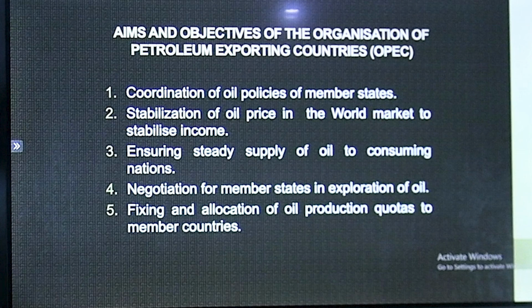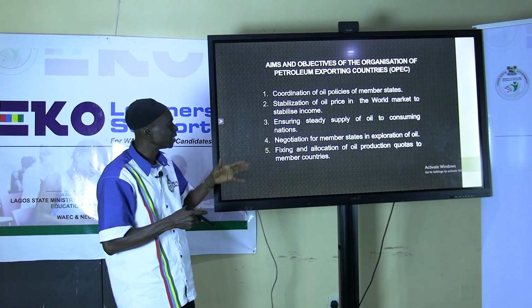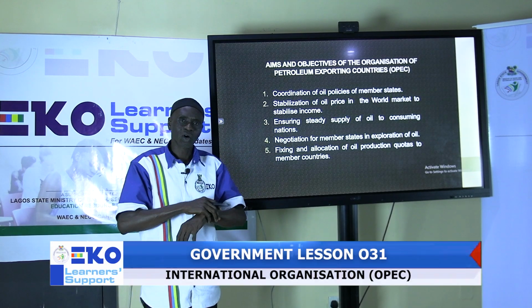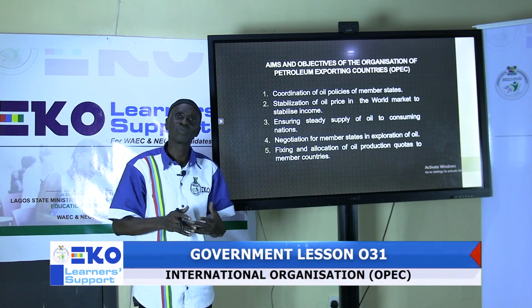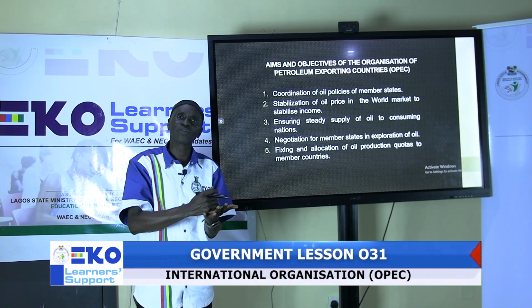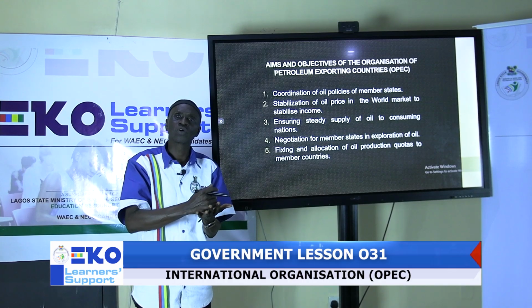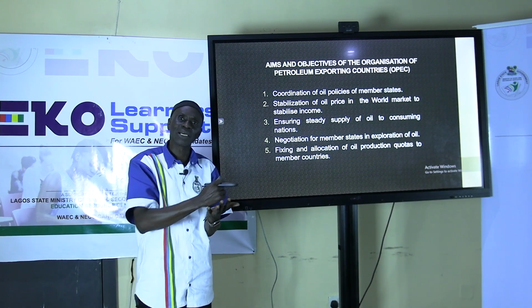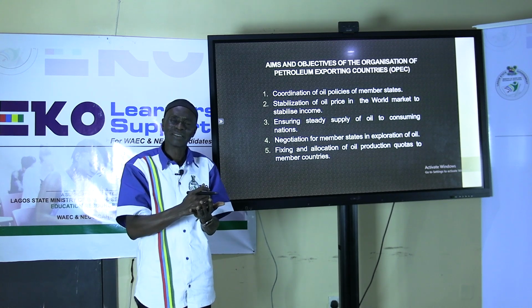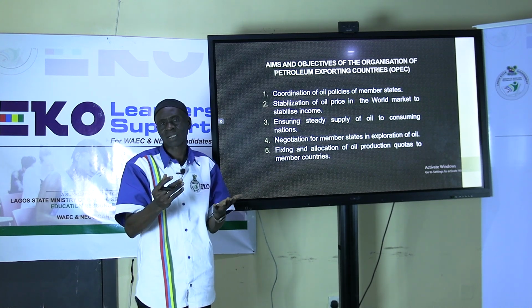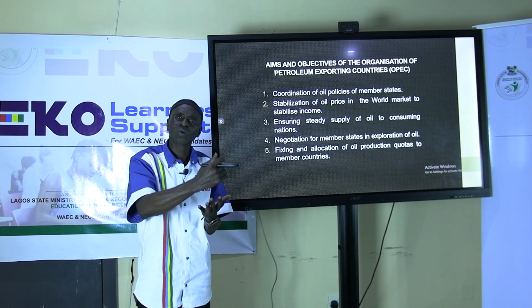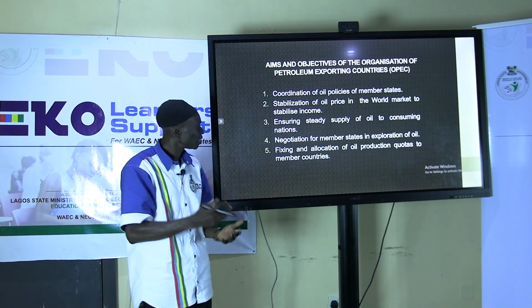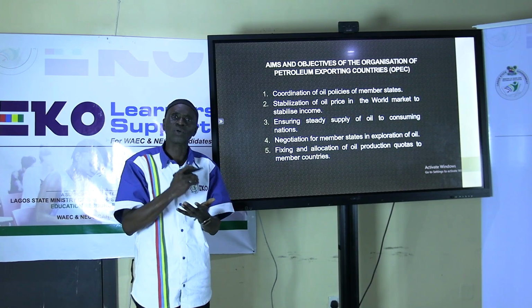Number 5, fixing and allocation of oil production quotas to member countries. Yes, OPEC will need to allocate oil production quotas. What do you mean by quotas? That is, in terms of how many each country should bring. You cannot compare Saudi Arabia, Nigeria, Venezuela with Iraq or Iran, depending on what they want to bring. OPEC will now determine the allocation.